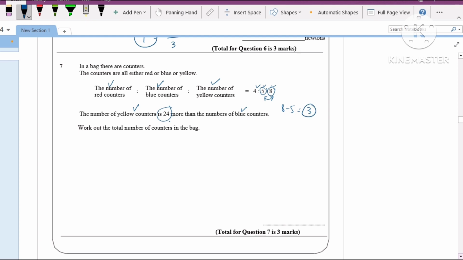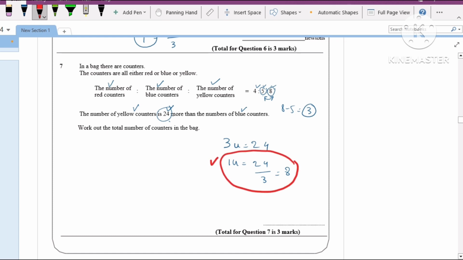So these 3 parts, 3 units, are actually equal to 24. So here you will find the value for 1 unit. 24 divided by 3 is 8. So this is basically the main part of this type of question. You have to find the value for 1 unit.